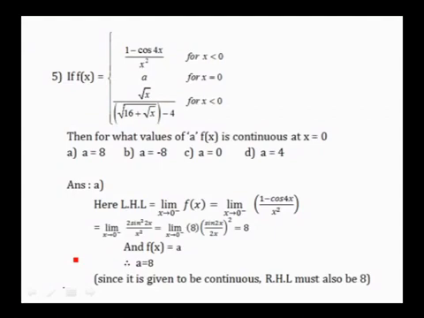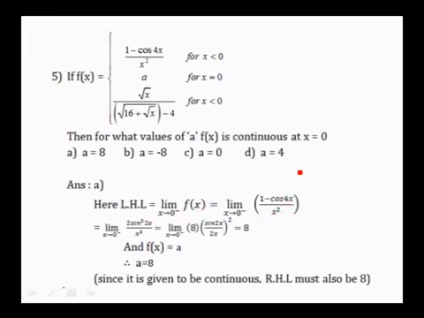So here you are having three options. f(x) is (1 minus cos 4x) over x square for x less than 0, A for x equals 0, and root x over root of (16 plus root x) minus 4 for x greater than 0. Here, the left hand limit, for x less than 0, I should take this value. The limit as x tends to 0 minus of f(x) means (1 minus cos 4x) over x square.